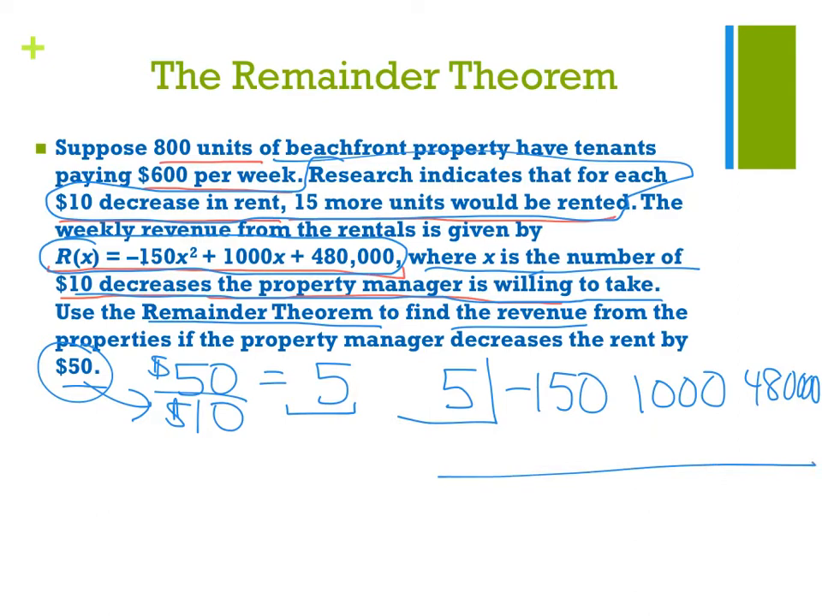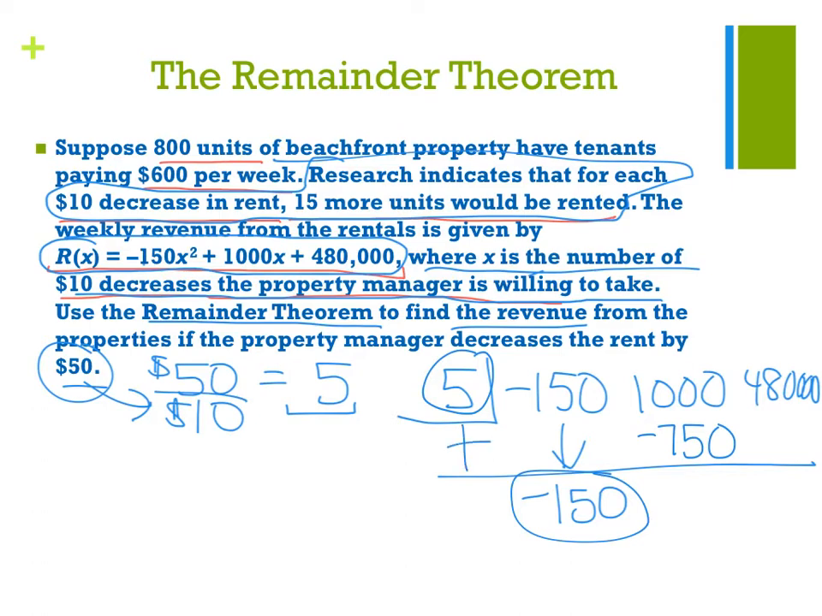If I carry out my synthetic division here, I'm going to carry down the negative 150. When I multiply negative 150 times 5, that gives me negative 750. And when I add my columns, 1,000 minus 750 is 250. And if I take 250 and multiply it by my divisor of 5, I get 1,250.